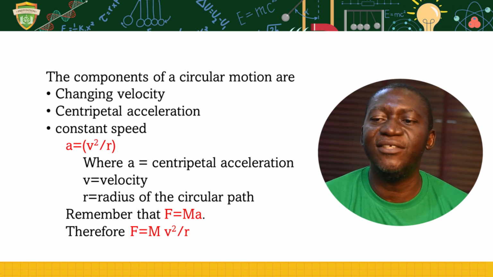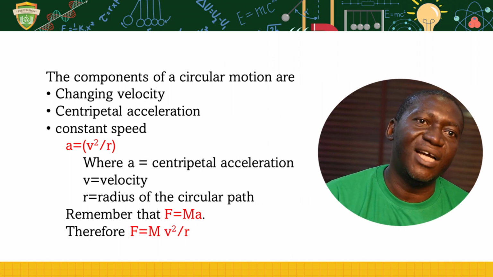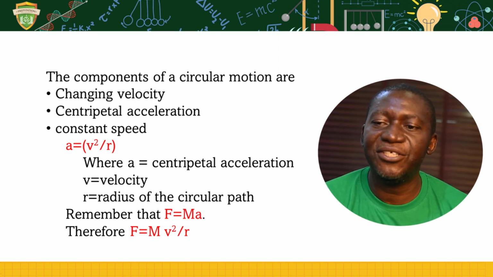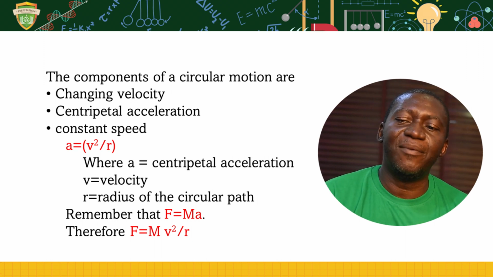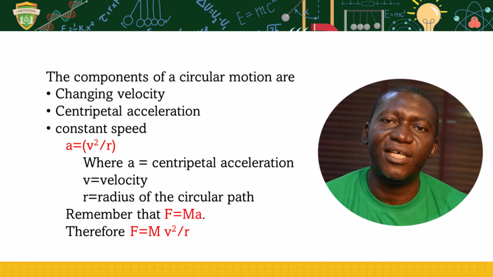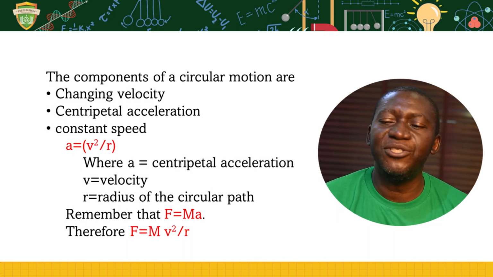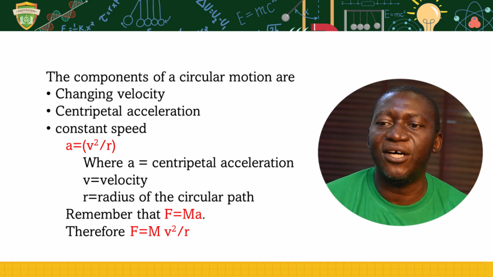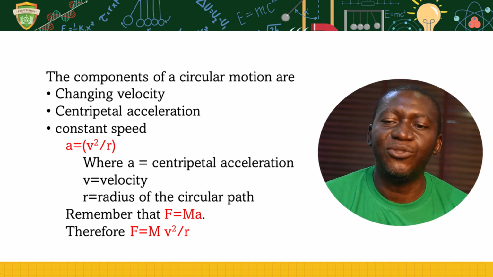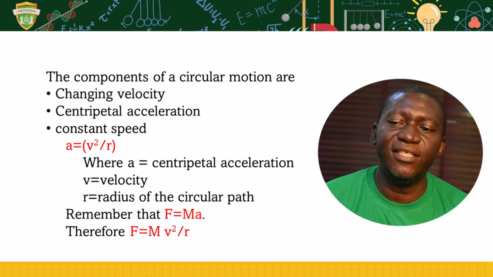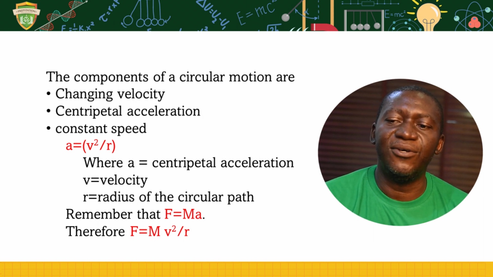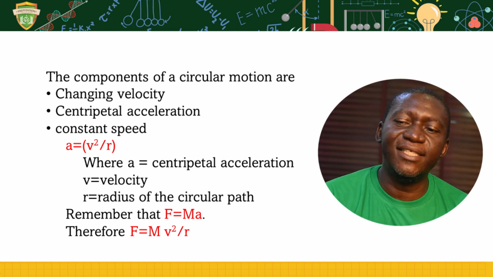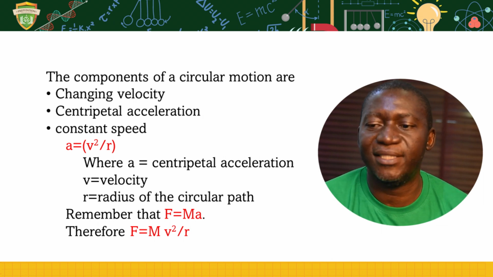Now there are a few components of circular motion that we need to understand. Number one is the changing velocity. Because it is moving around the circular path, the direction keeps changing, and so the velocity also changes. Then we want to talk about the centripetal acceleration, which is usually directed towards the center of the circle. The formula for centripetal acceleration is given as a = v squared over r, where v is your linear velocity, while r is the radius of the circular path.